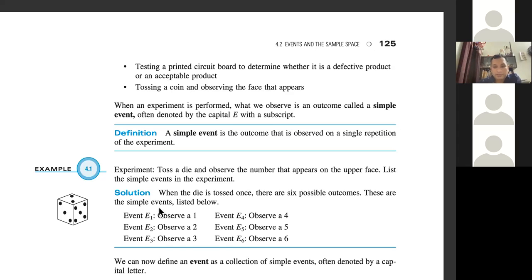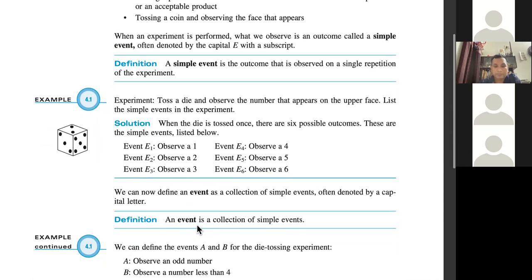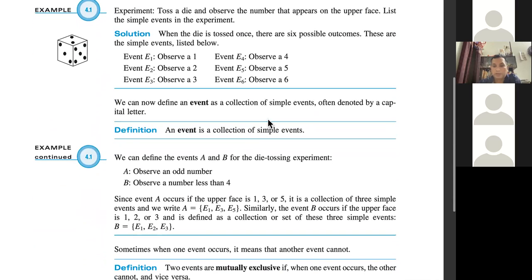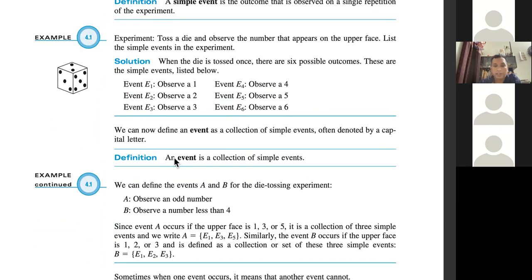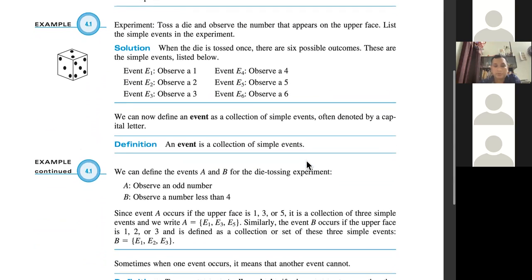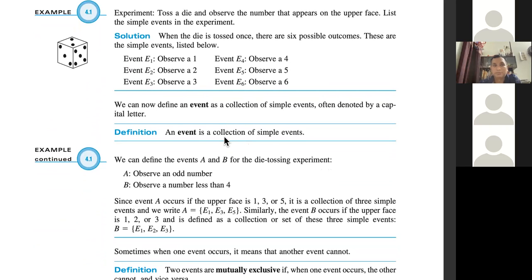Here we list the simple events in the experiment. When a die is tossed once, there are 6 possible outcomes: either 1, 2, 3, 4, 5, or 6. We can now define an event as a collection of simple events. One is the simple event, and now we can define the event: an event is a collection of simple events.